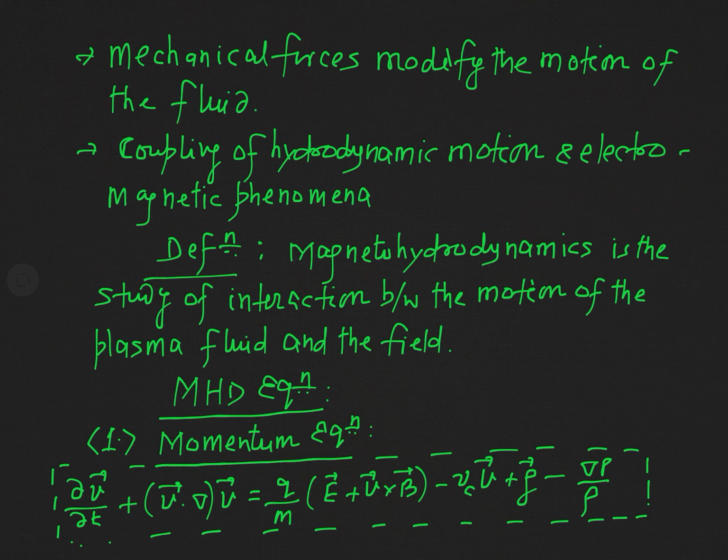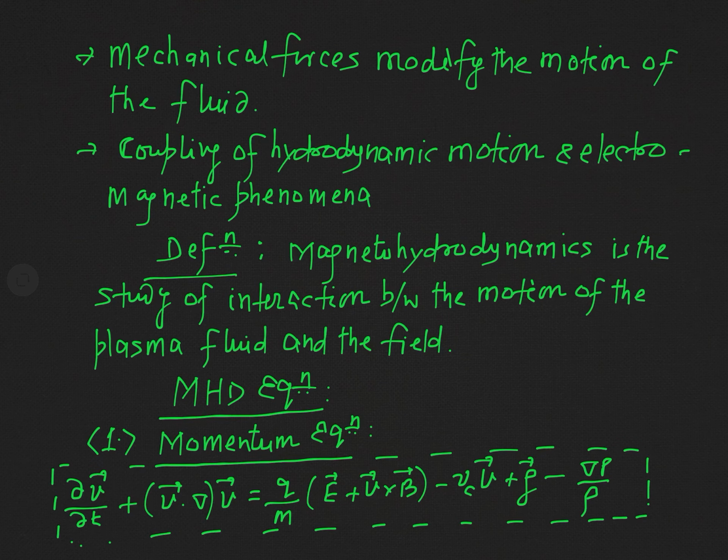Now I would like to derive the MHD equations. The first equation, which is the most important MHD equation, is known as the momentum equation. I have written the momentum equation here. It is written as ∂V/∂t + (V·∇)V = (q/m)(E + V × B) − νc V + g − ∇P/ρ.